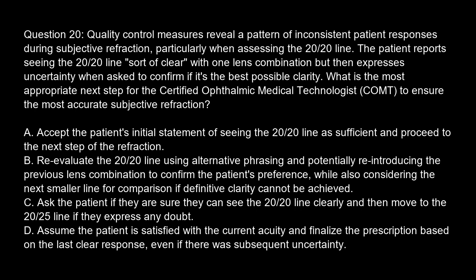Option A. Accept the patient's initial statement of seeing the 20/20 line as sufficient and proceed to the next step of the refraction. Option B. Reevaluate the 20/20 line using alternative phrasing and potentially reintroducing the previous lens combination to confirm the patient's preference, while also considering the next smaller line for comparison if definitive clarity cannot be achieved. Option C. Ask the patient if they are sure they can see the 20/20 line clearly and then move to the 20/25 line if they express any doubt. Option D. Assume the patient is satisfied with the current acuity and finalize the prescription based on the last clear response, even if there was subsequent uncertainty.